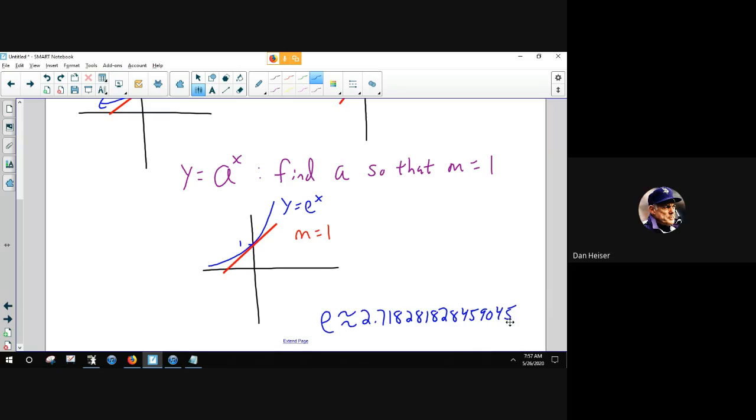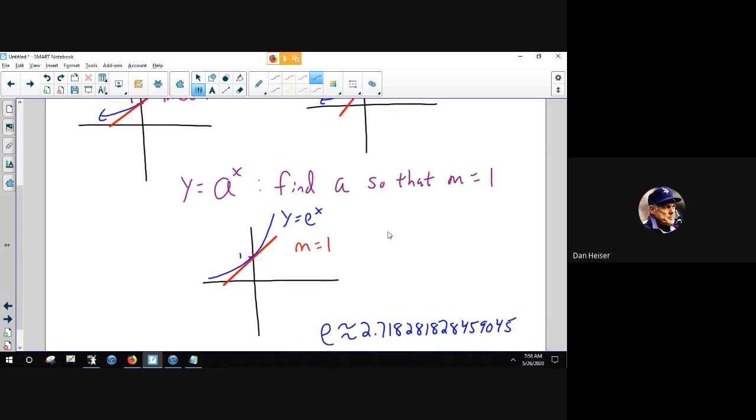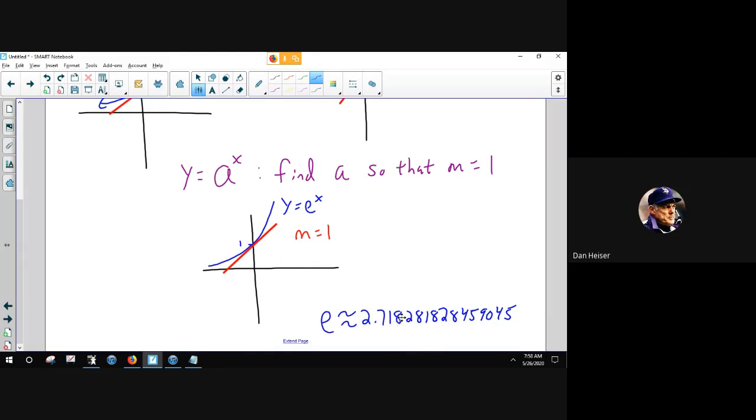Once you get past this 5, I have no idea what the rest is, nor do I really care, because that's way more decimals than I've ever needed. 2.718 is as far as I've ever had to use it in a calculation. For our purposes, e is going to remain e. We will rarely plug in the decimal for it. But there are times where you'll need it, so there it is.